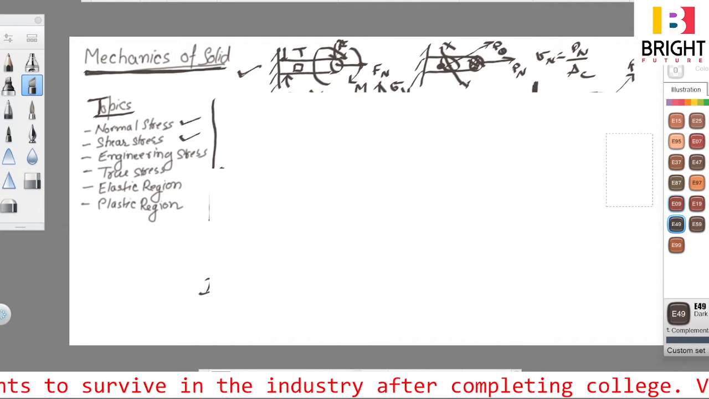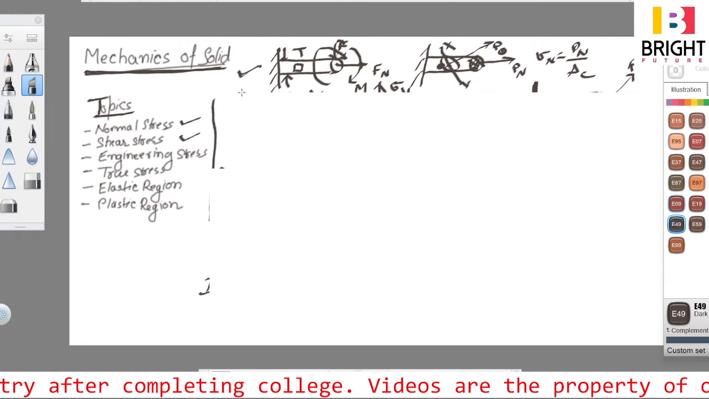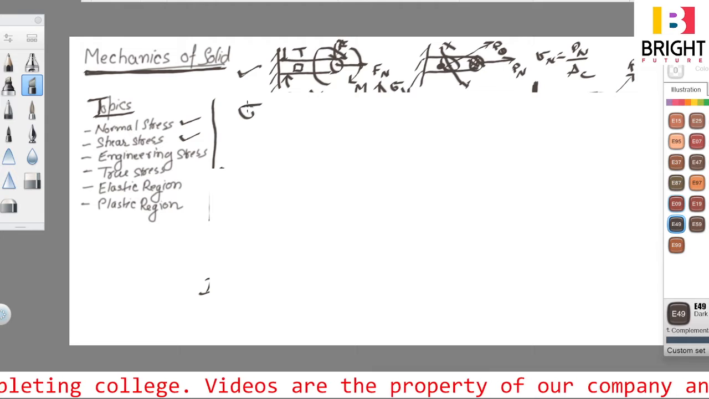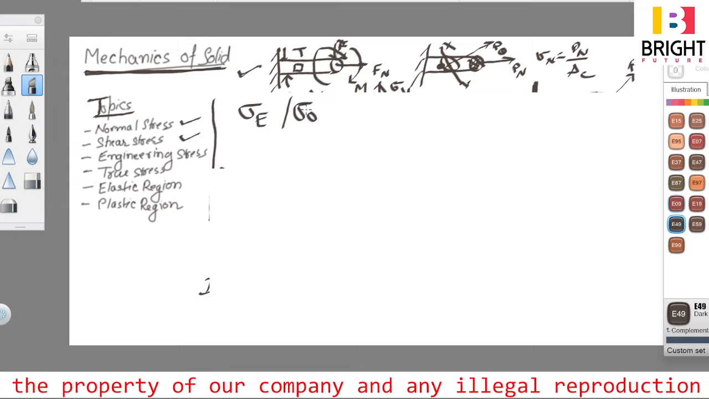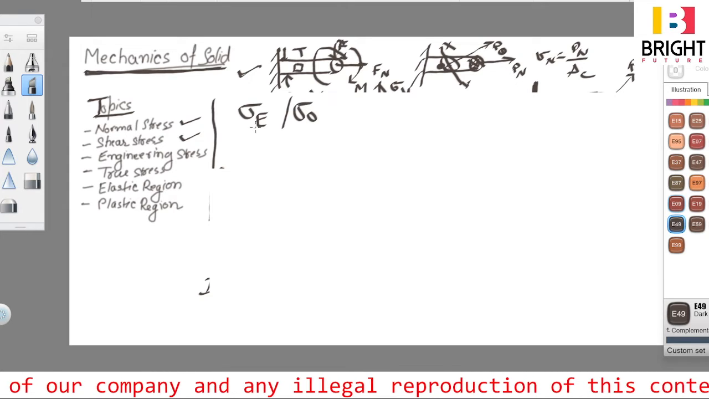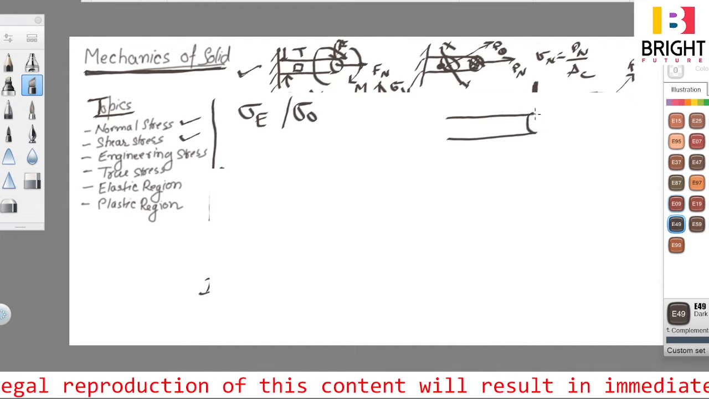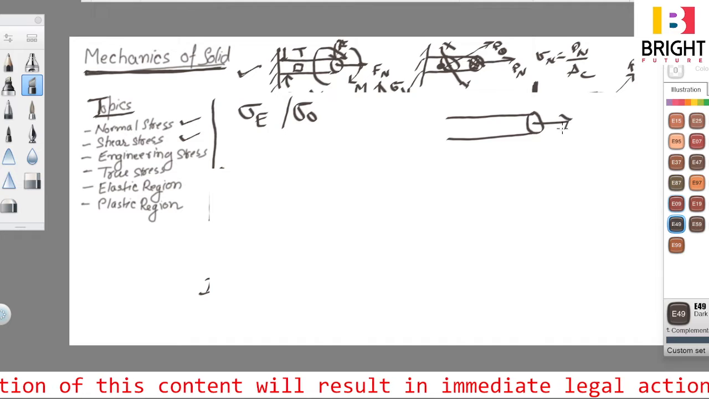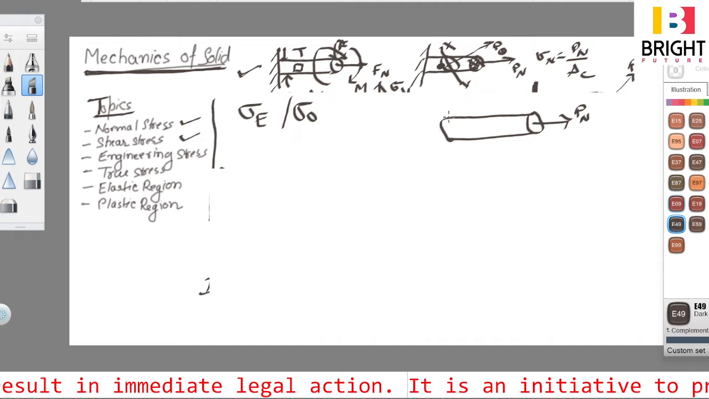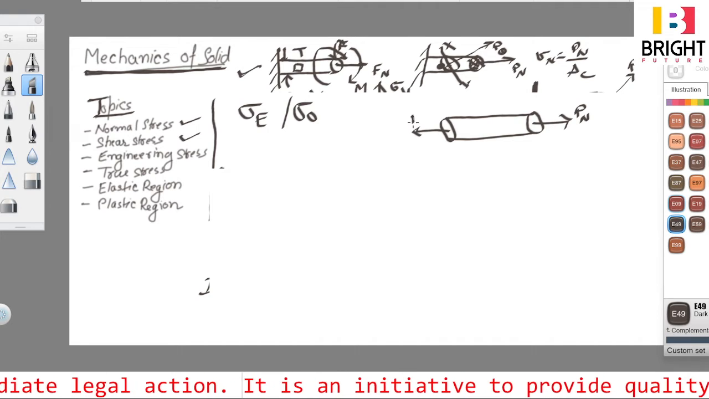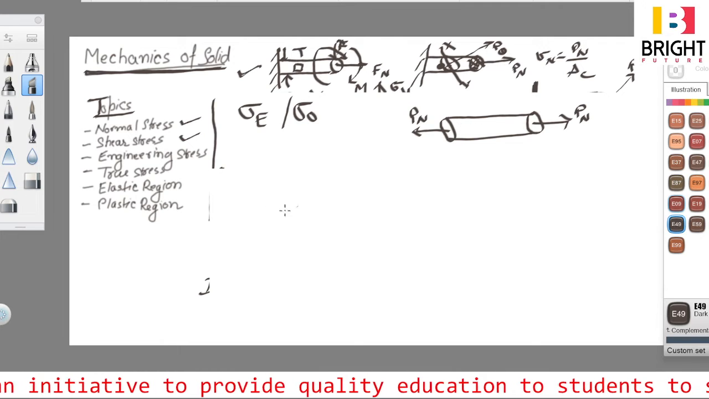So what is engineering stress? Engineering stress is represented as sigma E. Either it is represented as sigma E, or it is represented as sigma O, that is original, right? Now what happens, if there is a rod like this, and you apply a load over this, which is normal load, and this is P, and similar load is applied over there, this is normal load, which is Pn. Under the action of this normal load, what will happen?